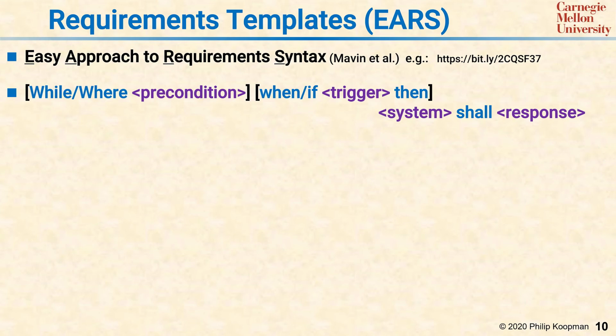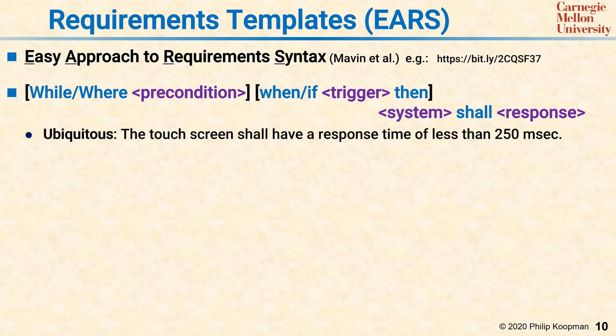In this approach, there is a standard template for all requirements, and that template is a while or where of some precondition, and possibly a when or if of a trigger, leads to the system shall response. There are a number of specific templates within that general pattern. One is the ubiquitous template. The touch screen shall have a response time of less than 250 milliseconds.